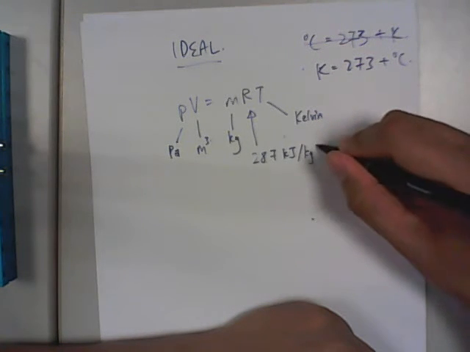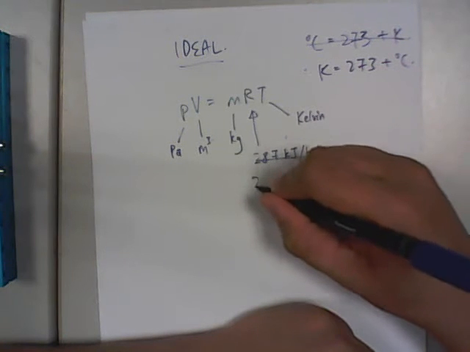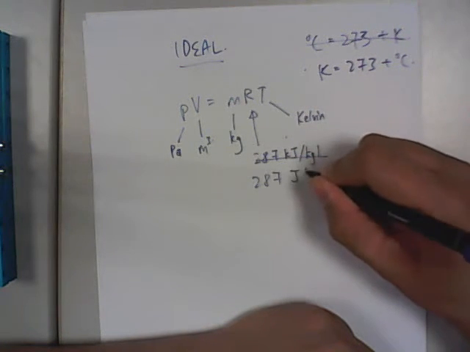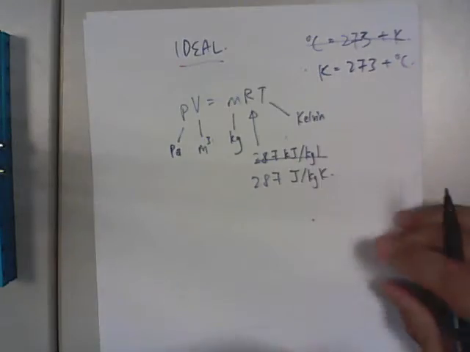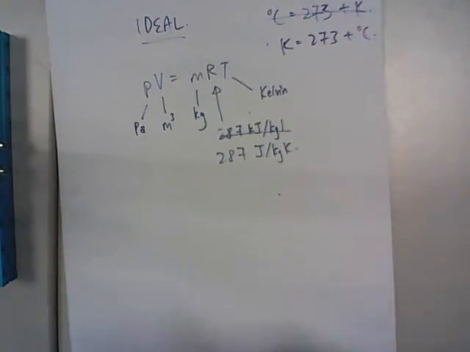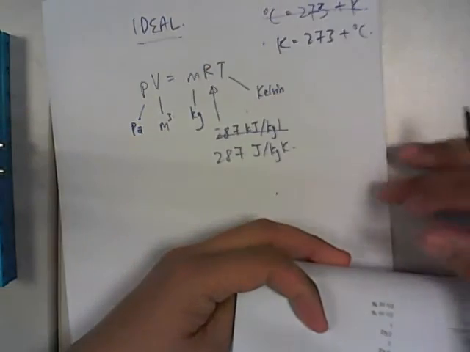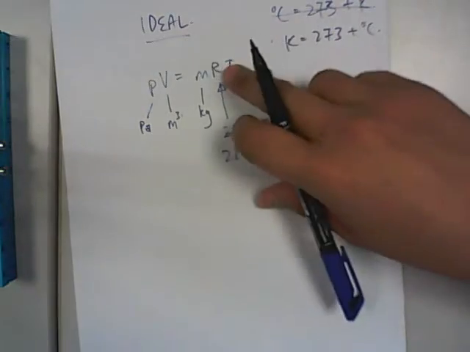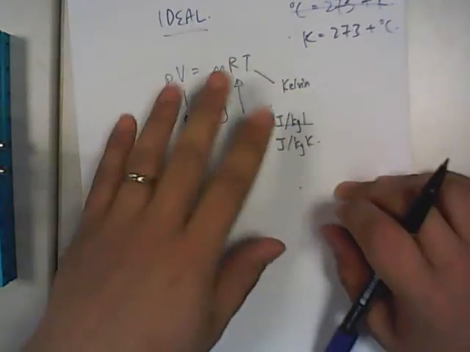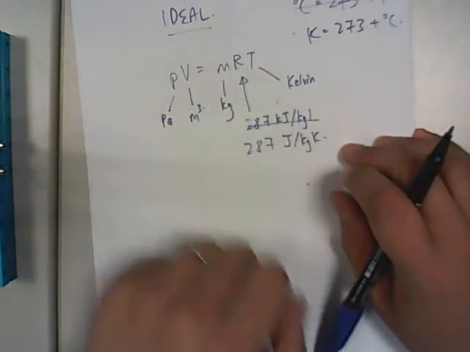Kilojoule per kilogram, no sorry, 287 joules per kilogram Kelvin. If you look at other gases like carbon dioxide, you actually see that carbon dioxide has a value of 189 and hydrogen has quite high, 4124. So depending on what gas you're talking about, you use a different gas constant here, but this gas constant will not change as your temperature or volume or pressure changes, so it is a constant.